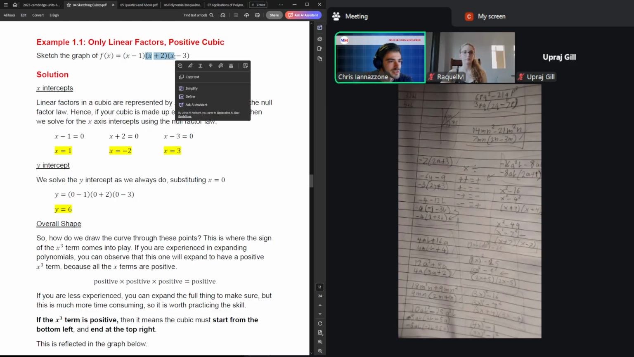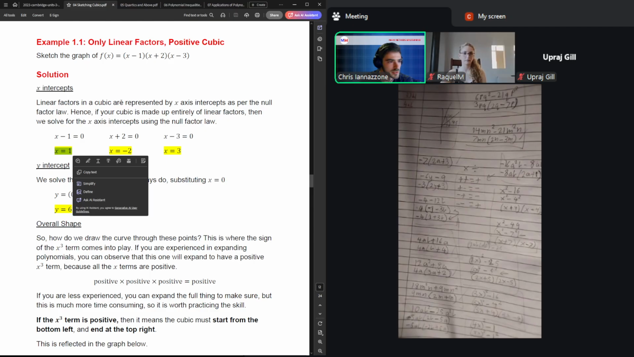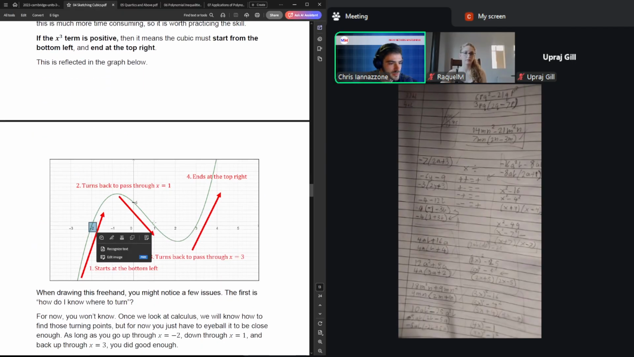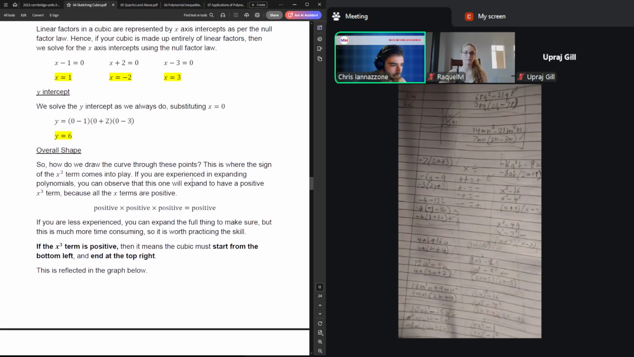Now, when it comes to linear factors, the solutions to those linear factors, like via null factor law, those are going to be the parts at which the cubic cuts through the x-axis. So we're going to basically just go term by term, solve those, and those are not only going to be x-intercepts, but specifically they're going to cut through. So you can see it starts from the bottom and ends at the top. It goes all the way through those spots. And you can see we have that sequence of cuts. The y-intercept, again, is whatever you get when x equals 0.